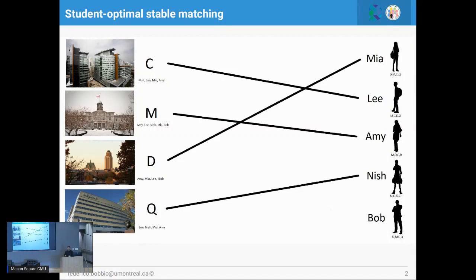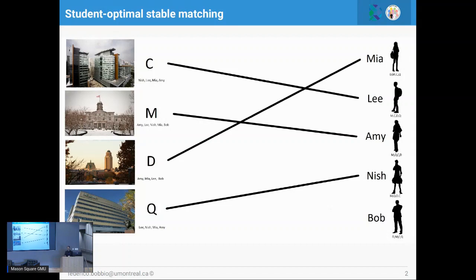Independently of the stable matching that we choose, even if we choose the best stable matching for the students, which is the student optimal stable matching, unfortunately, Bob remains unassigned. So that's a big problem. How do we tackle this problem?